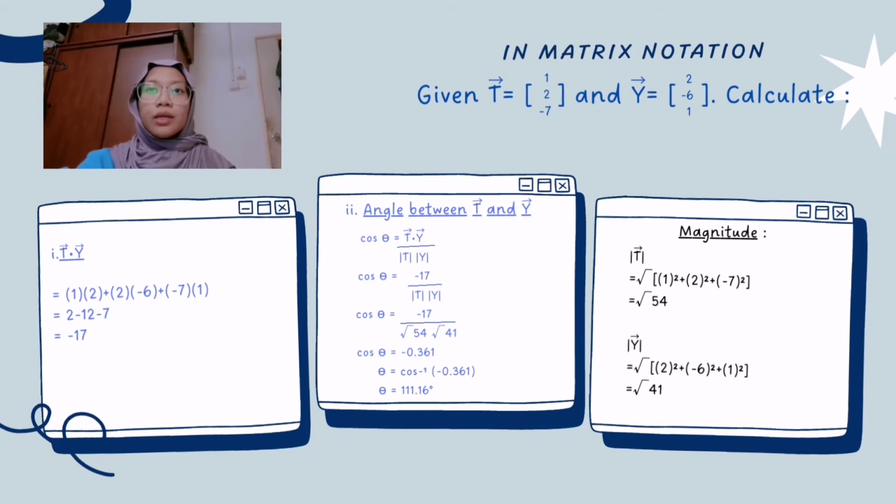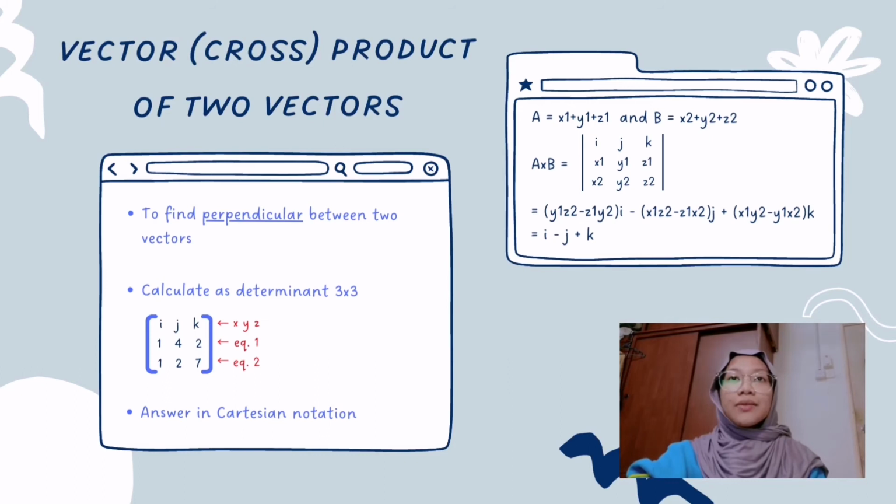So put it in the formula and we will get cos theta equals negative 17 over square root of 54 square root of 41, and we will get cos theta equals negative 0.361. Bring the cos to the right side, and we will get theta equals cos negative 1 times negative 0.361, and the answer we will get is theta equals 111.16 degrees.